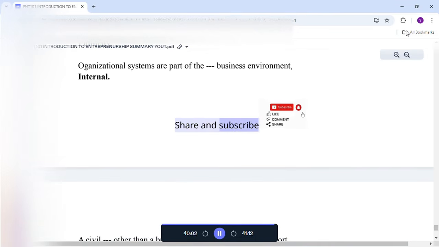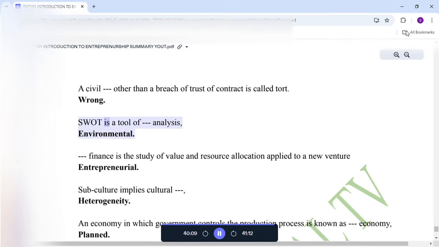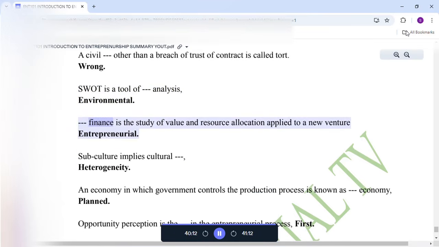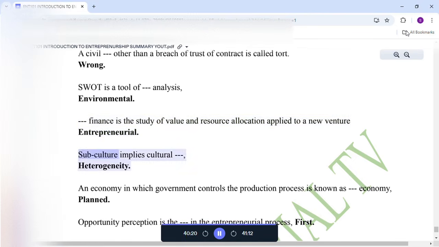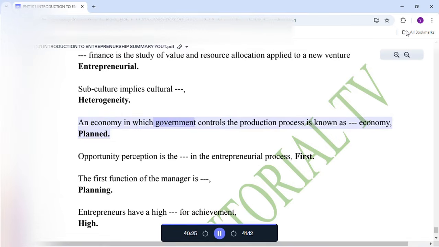A civil wrong other than a breach of trust or contract is called a tort. SWOT is a tool of environmental analysis. Entrepreneurial finance is the study of value and resource allocation applied to a new venture. Subculture implies cultural heterogeneity. An economy in which government controls the production process is known as a planned economy.